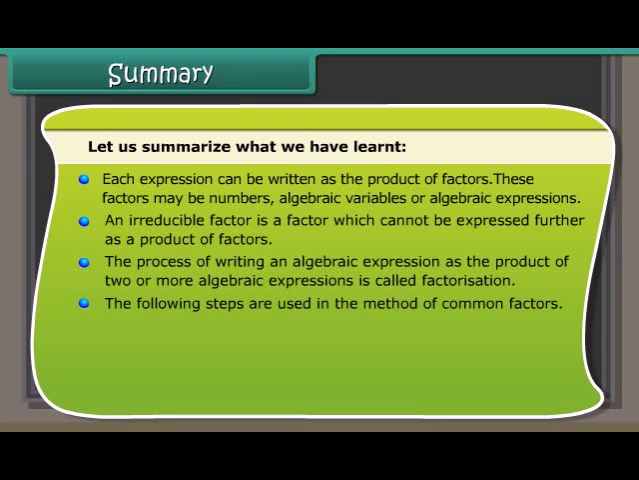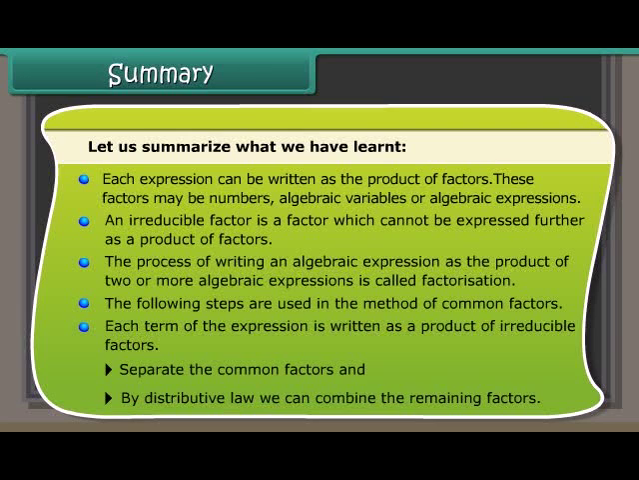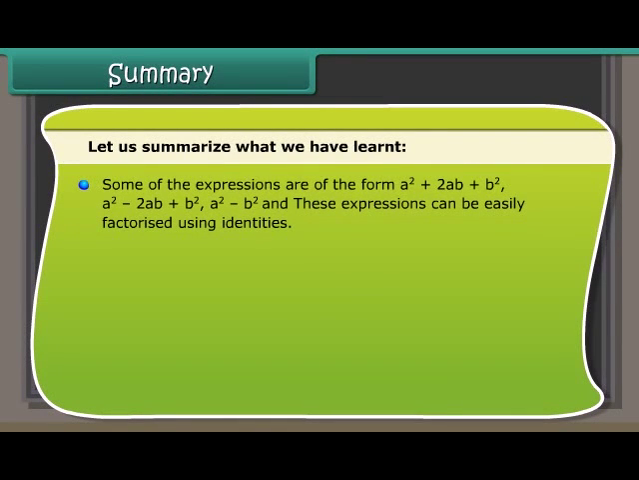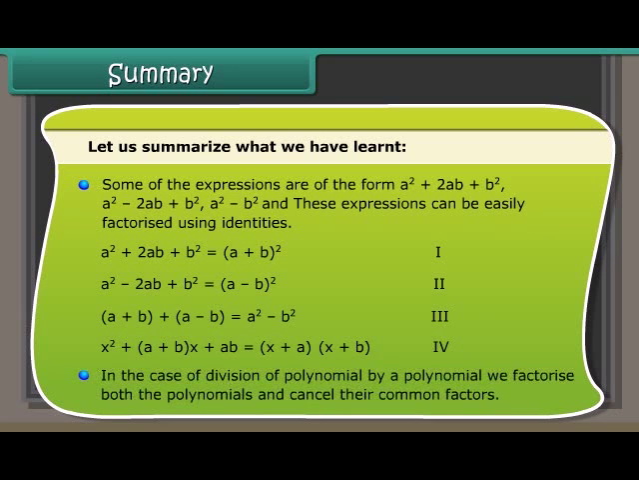The following steps are used in the method of common factors. Each term of the expression is written as a product of irreducible factors. Separate the common factors, and by distributive law we can combine the remaining factors. Some of the expressions are of the form a square plus 2ab plus b square, a square minus 2ab plus b square, a square minus b square, and these expressions can be easily factorized using identities. In case of division of polynomial by a polynomial, we factorize both the polynomials and cancel their common factors.